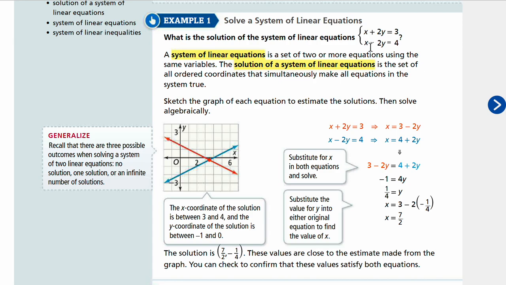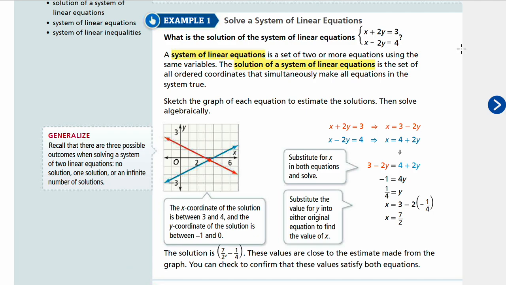We have one equation that is x plus 2y equals 3, and we have another equation, x minus 2y equals 4. This is called a system of linear equations. A system just means that you have more than one equation, and altogether it's a system. It's one problem, okay? So we want to find the solution of the system of linear equations. That means we're going to find a point that works for both equations.